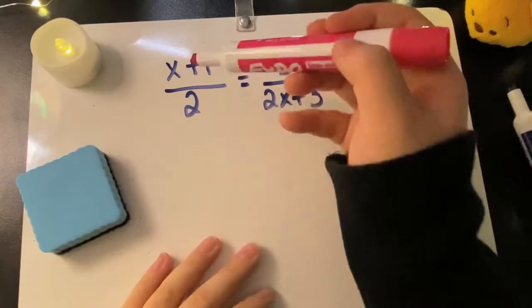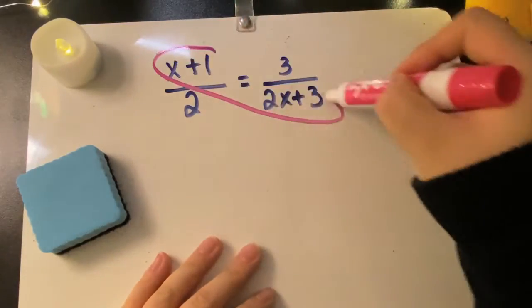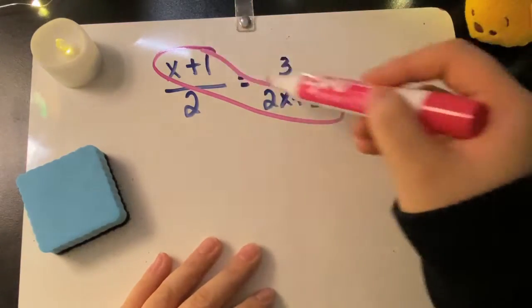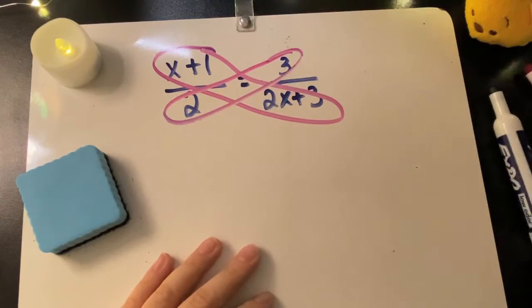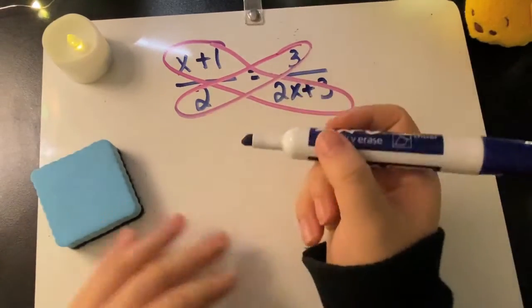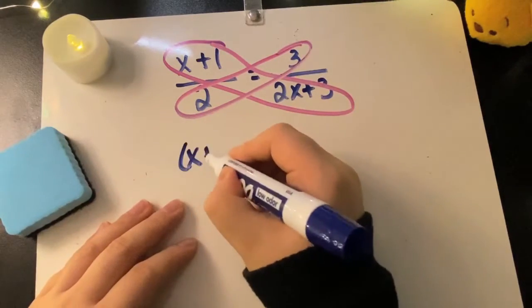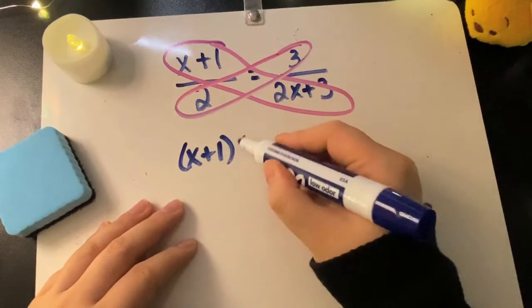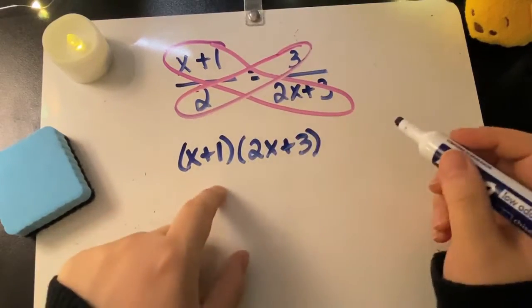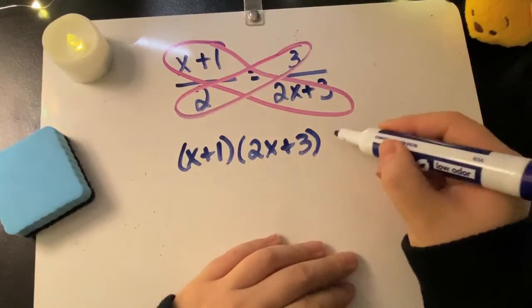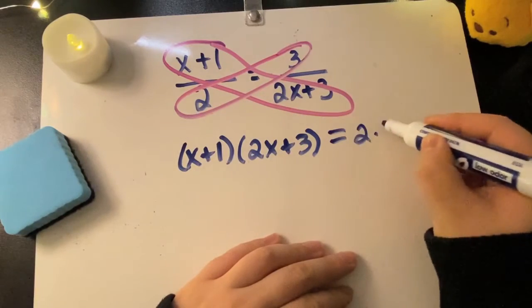Or you can go ahead and multiply by these two. This times this equals this times this. Hopefully the numbers work out. But we have x plus 1. I tried it really quickly on the back of a napkin, but so we have x plus 1 times 2x plus 3 equals 2 times 3.